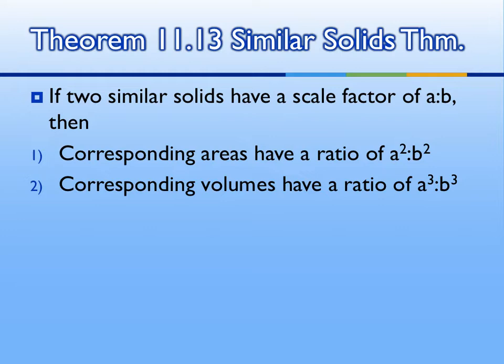It's a theorem, Theorem 11.13. And this is the theorem for similar solids. So if two similar solids have a scale factor of A to B, then their corresponding area ratio is going to be A squared to B squared, and the corresponding volume ratio will be A cubed to B cubed.